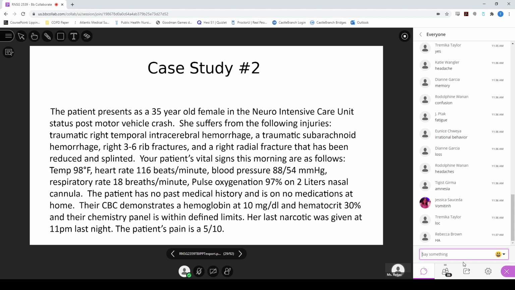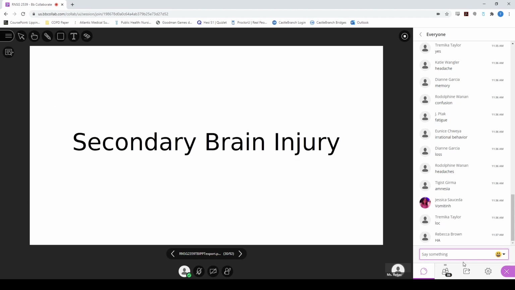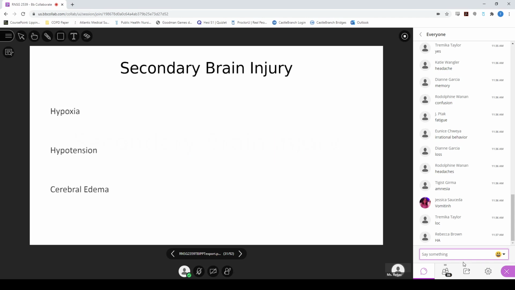CBC shows a hemoglobin at 10, hematocrit at 30, and her chemistry panel is within normal limits. Last narcotic was given at 10 p.m. last night, and the patient's pain is a 5/10. Okay? Keep that in mind when we start going over these secondary brain injuries, which we're going to start now. I have a question for you at the end about her.